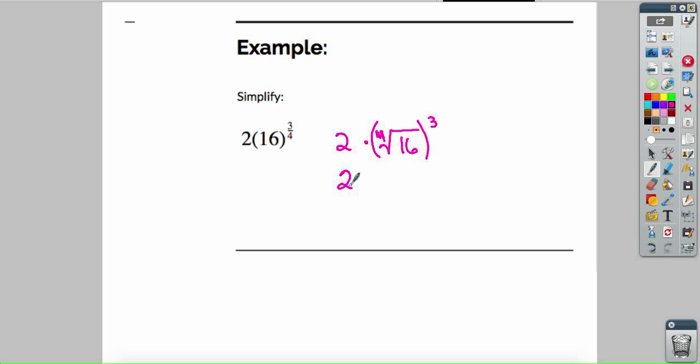So it is on my chart. I do know the 4th root of 16 is 2. And so now I have 2 times 2 to the 3rd. And that's going to be the same as 2 times 8. And that is going to be 16. So these things can be kind of scary. I expect you to refer back to your notes here as you pursue these fractional exponents.